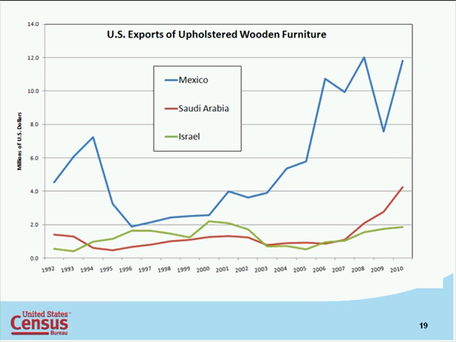But two smaller markets, Saudi Arabia and Israel, show steady increases over the last few years, even as the global market dropped off in 2009. Saudi Arabia, in particular, continued its very strong growth into 2010. Using this information, Furniture R Us could decide to seek buyers in Israel or Saudi Arabia.